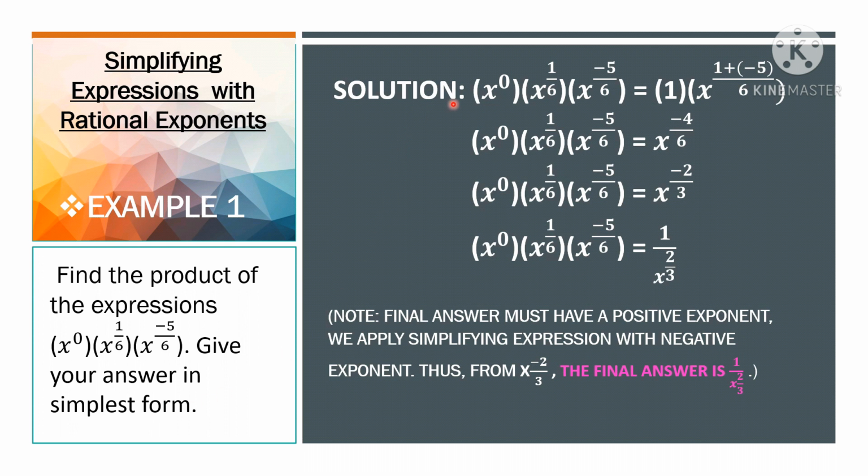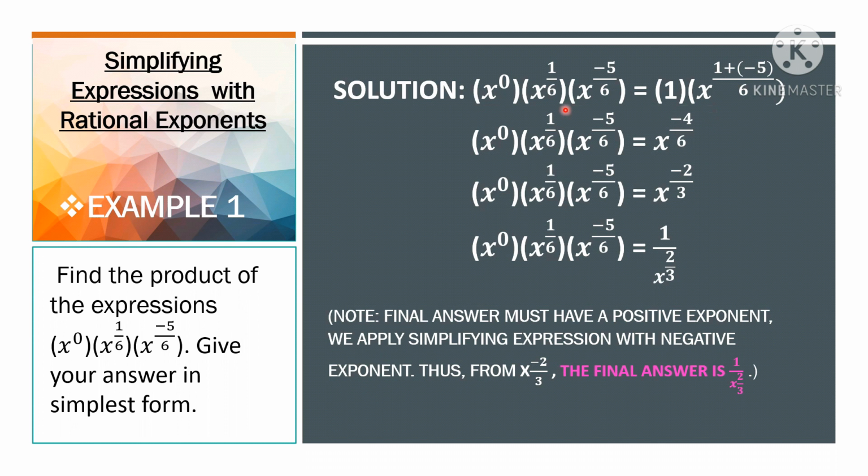So for our solution, for x raised to 0, that is equal to 1, since lahat ng expression na may exponent na 0 ay equals to 1. And then, x raised to 1/6 times x raised to negative 5 over 6. So we just copy the common variable or common base, which is x. And then, dahil nagmumultiply tayo or dahil product ang hinahanap natin, kailangan nating i-add ang exponents according sa product law or multiplication rule.